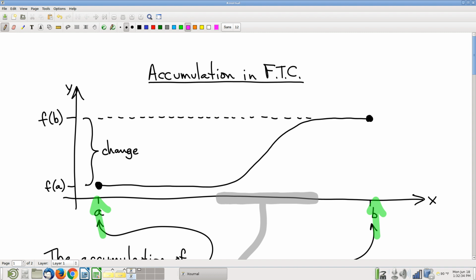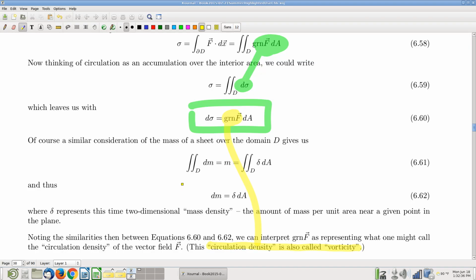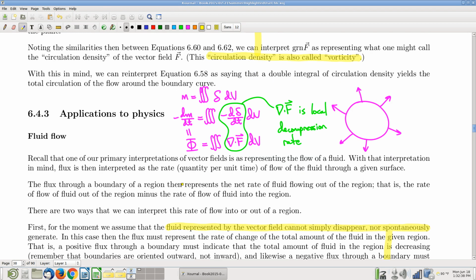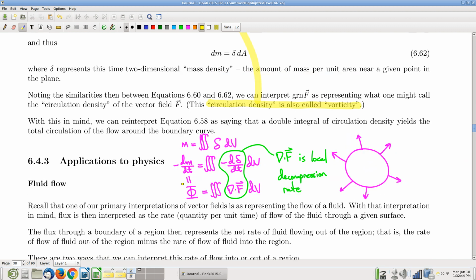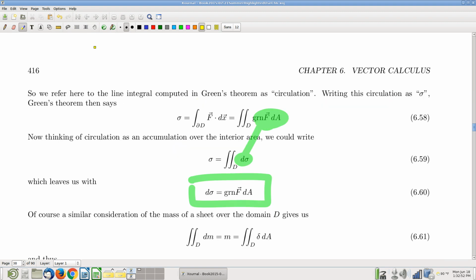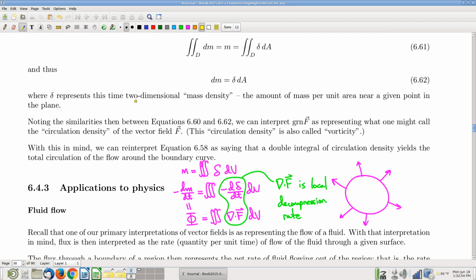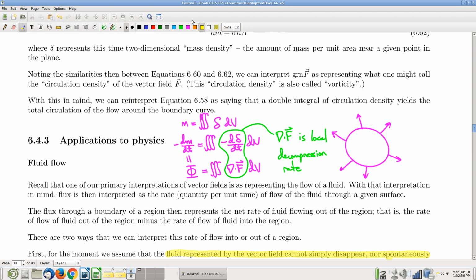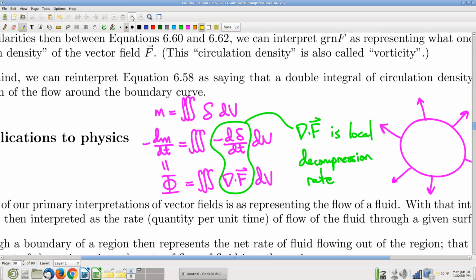Okay. All right, where's my little thing? There it is. Okay, so let's do a little bit of physics. We're going to talk about fluids a little bit. There's different ways to interpret divergence as it pertains to fluids. I'm going to be fairly quick about this. Whoops, what did I just do? Hit the wrong button, sorry. There we go.